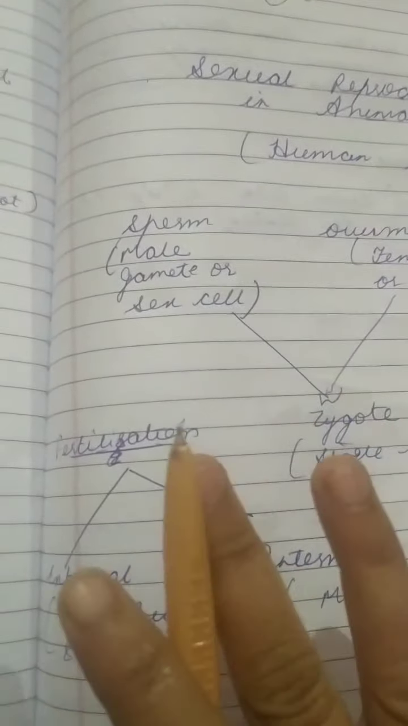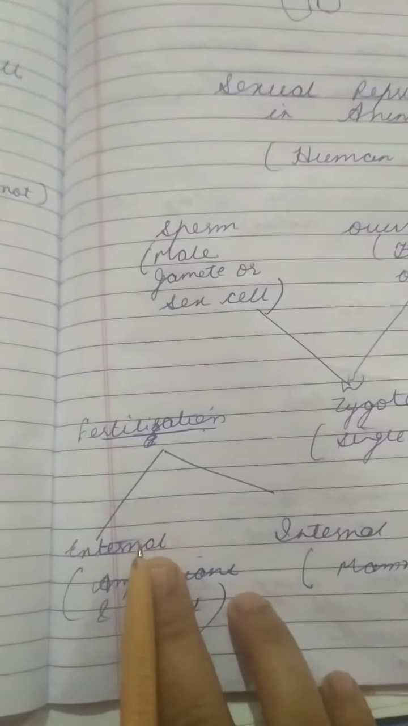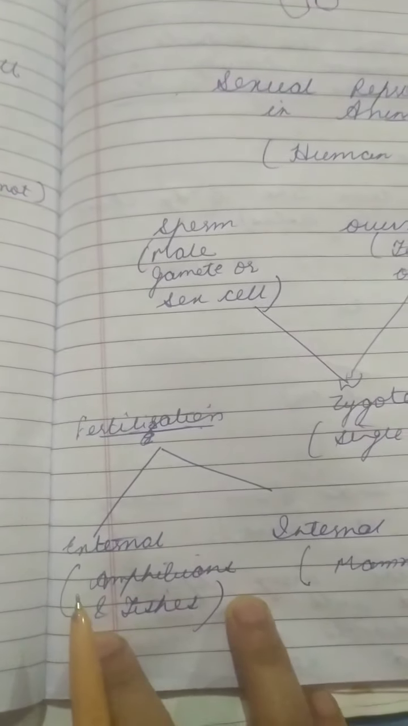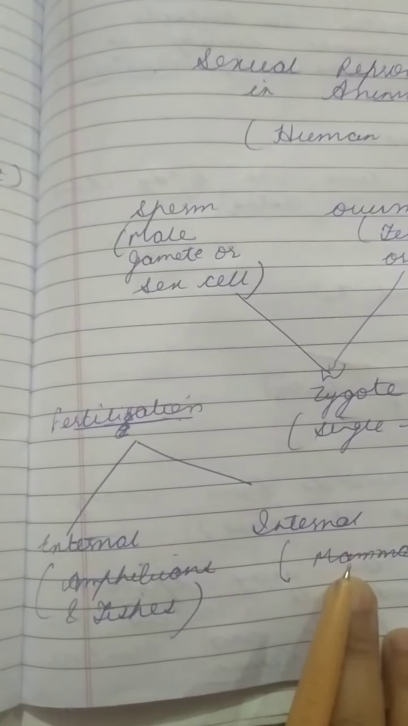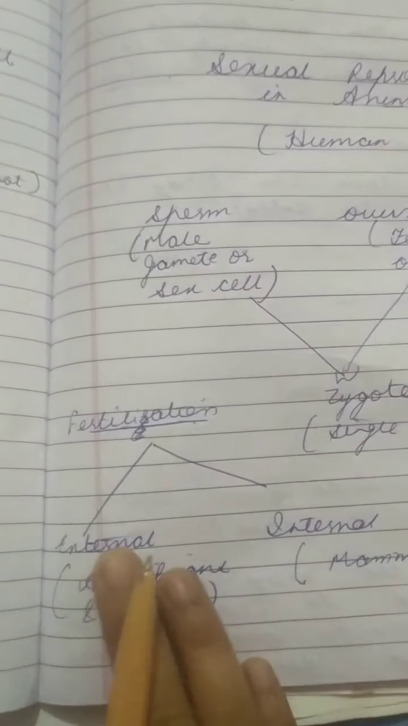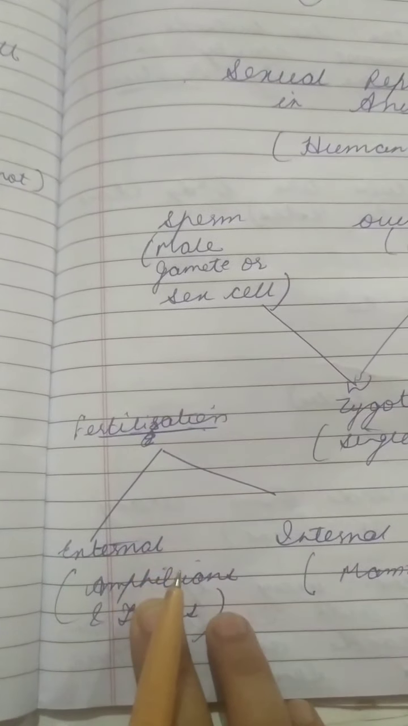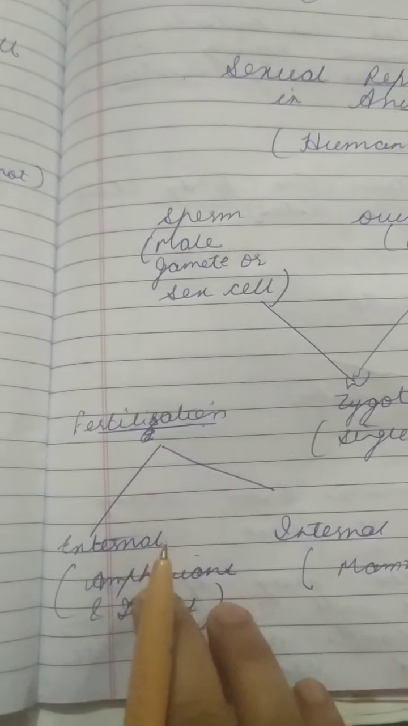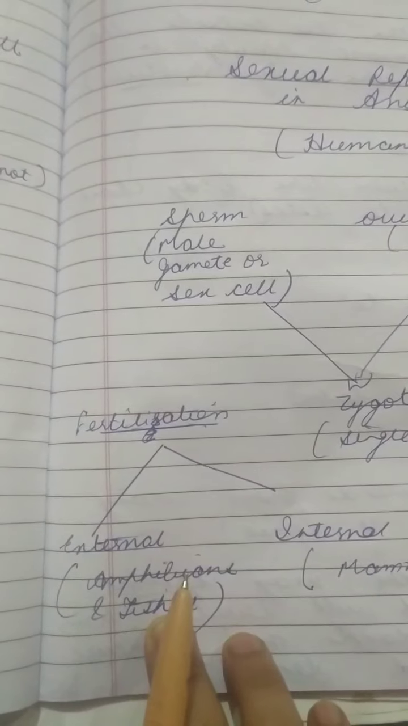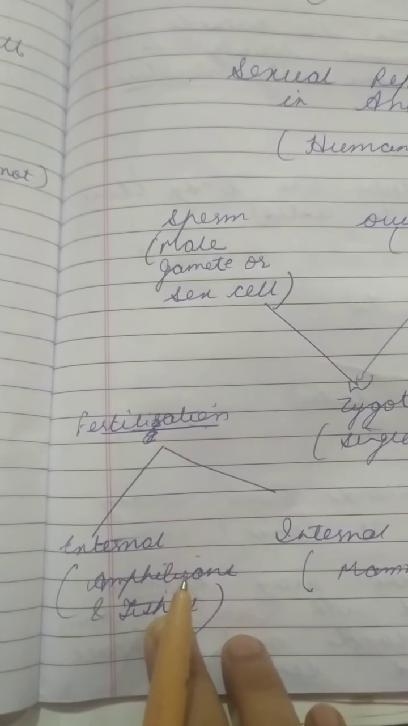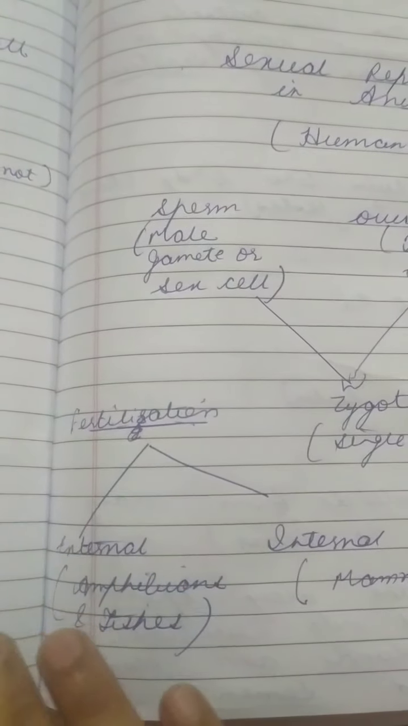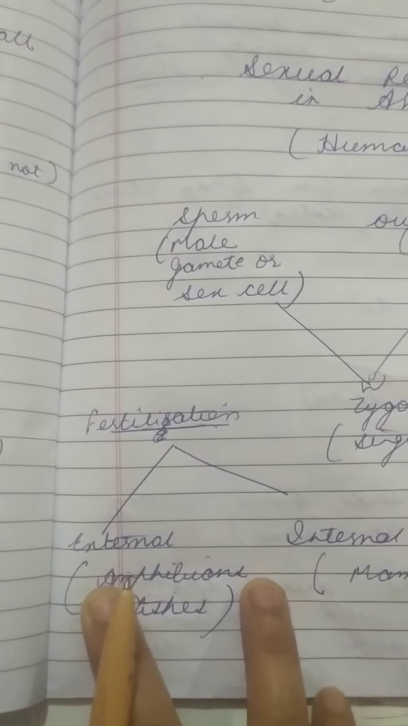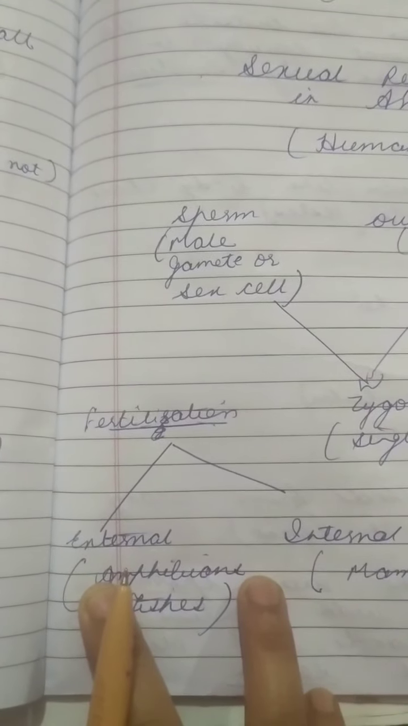Then there are two types of fertilization. One is external fertilization, as you can see in amphibians and fishes, and the second one is internal fertilization, which you can observe in mammals. External fertilization means the female lays the eggs in the water and the male releases sperms on those eggs inside the water, not inside the female body.